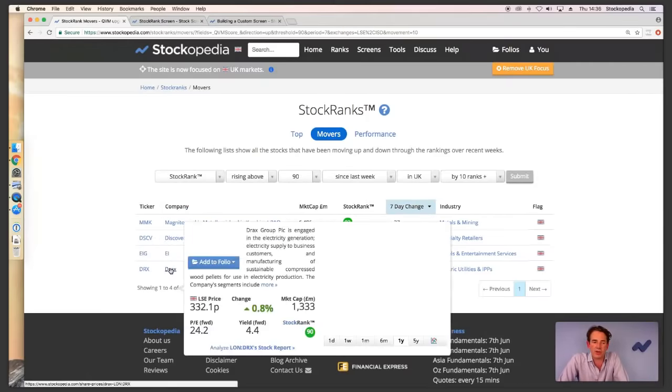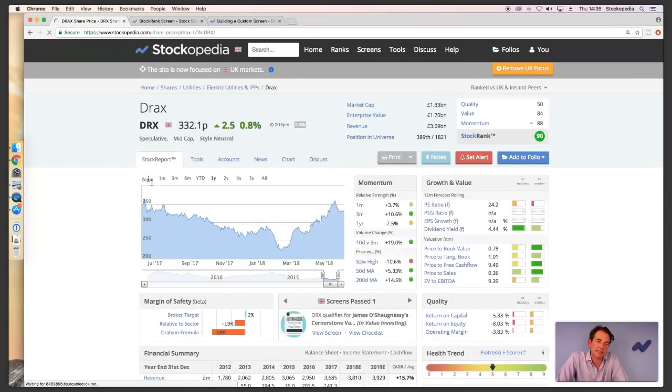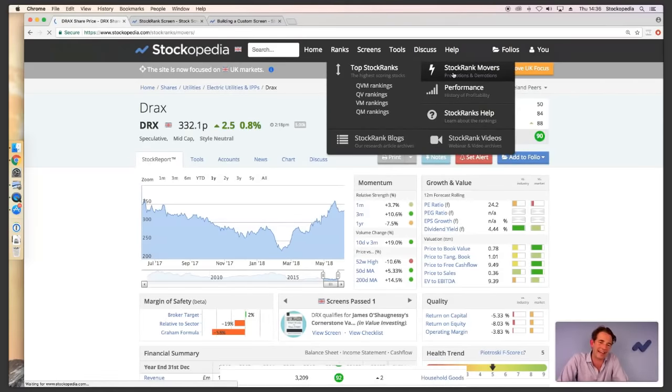So if I go and look at one of these, for example Drax, we can see its stock rank has suddenly shot up. I've had mixed fortunes with Drax in the past, but you can see the reason it has shot up is that recently the momentum rank has increased, an increase of 13 in the last 30 days. And that StockRank Movers page, which is up here, is available at any time for those who are quite obsessive.